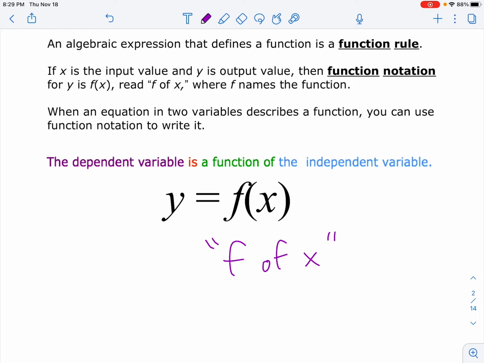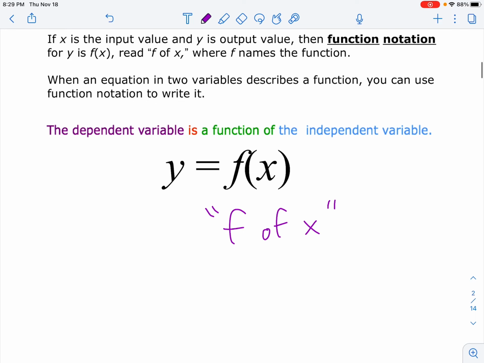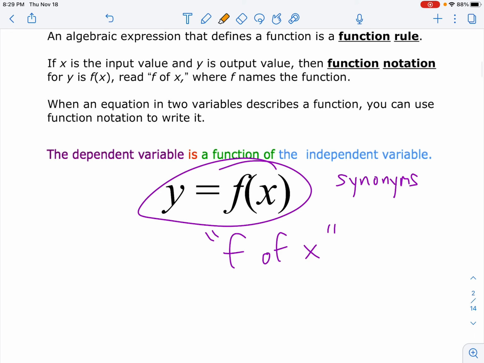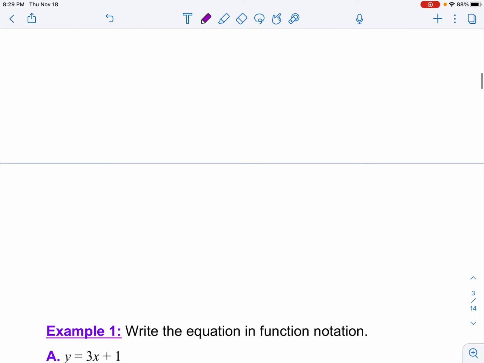So whenever you see this f parentheses x, or f of x, in other words, all that really represents is the y variable. That's all it is. These are basically synonyms for one another. F of x is the more official way of writing it. It's read f of x. They're really the same thing, though, y and f of x.